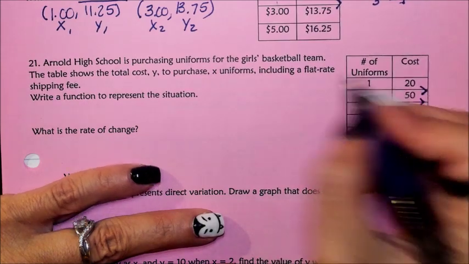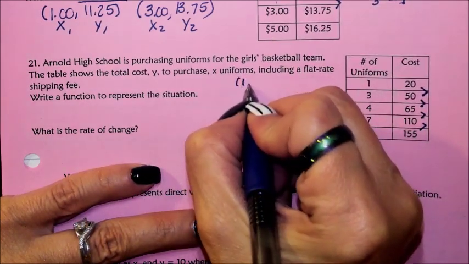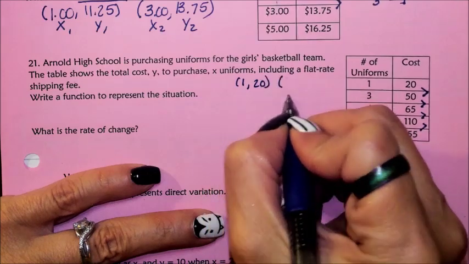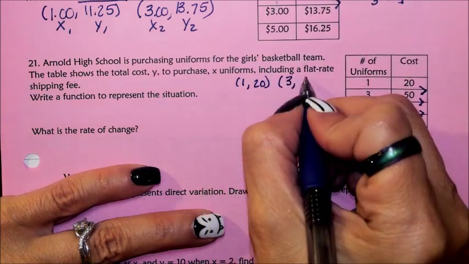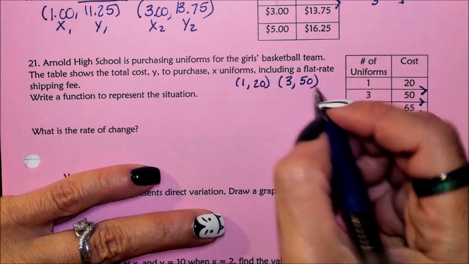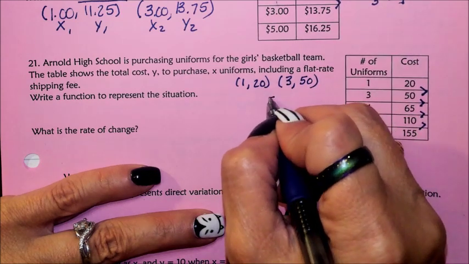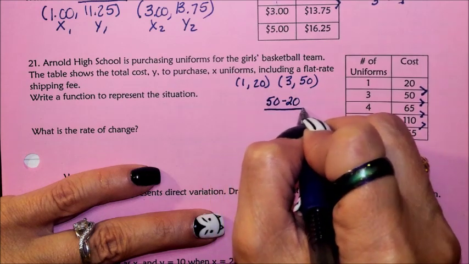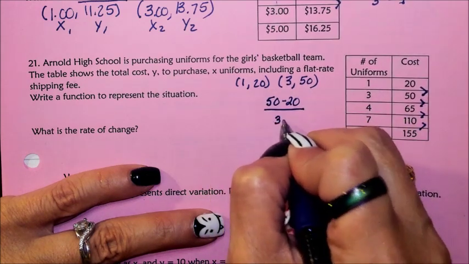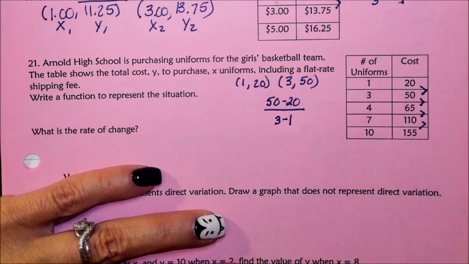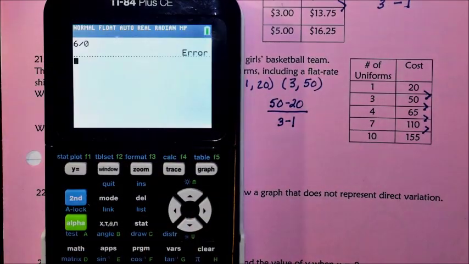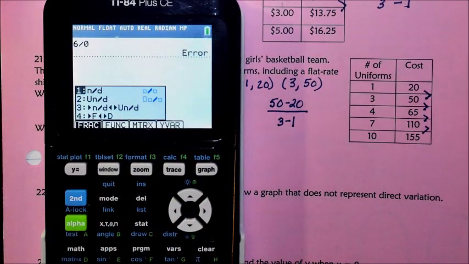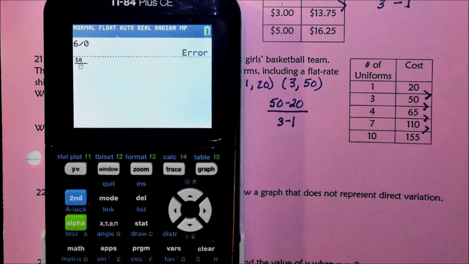Okay, so here's what I'm going to set up: 1, 20 and 3, 50. I'm going to set this up and figure out my rate of change. So I'm going to do 50 minus 20 over 3 minus 1. Okay, so I'm going to go here. Delta y equals that. 50 minus 20. 3 minus 1.